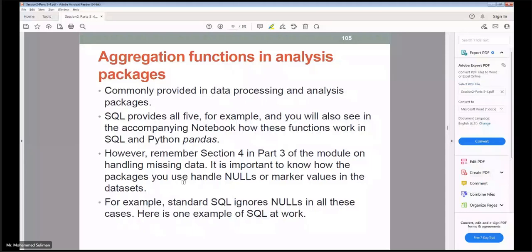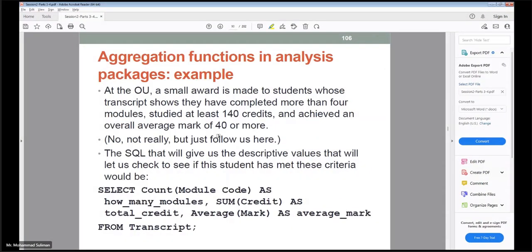Okay, in Python you can use these aggregate functions to aggregate the values. So what about the null? For example, here we have an example. Let's say, forget about the null. We select the count of module code as how many modules, the sum of credits as total number of credits the student has taken, and the average of marks as average marks from transcript.